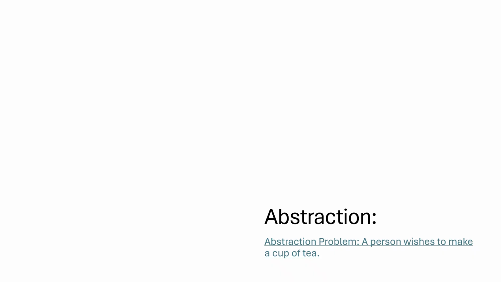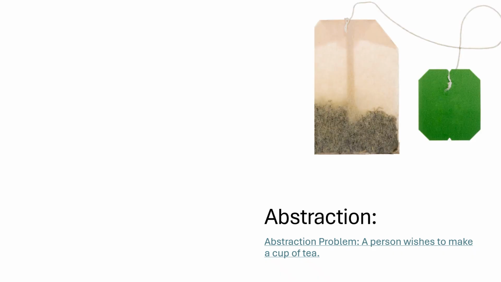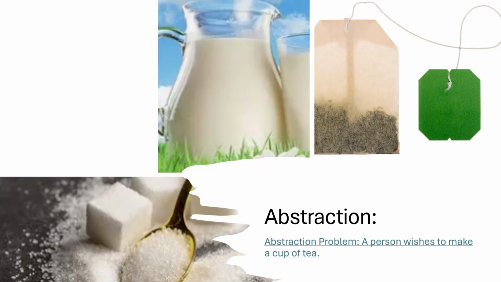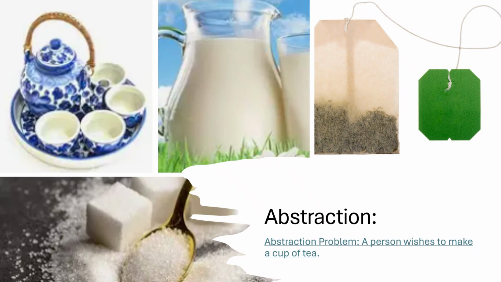Let's make the abstraction part of the analysis stage a little simpler. What if a person wished to make a cup of tea? What do they need? Basically, that person needs a tea bag together with some milk, maybe a glass of milk or a jug of milk, depending upon how many people they want to address. Then some sugar, and then ultimately the crockery that you need, a good number of mugs and a kettle.